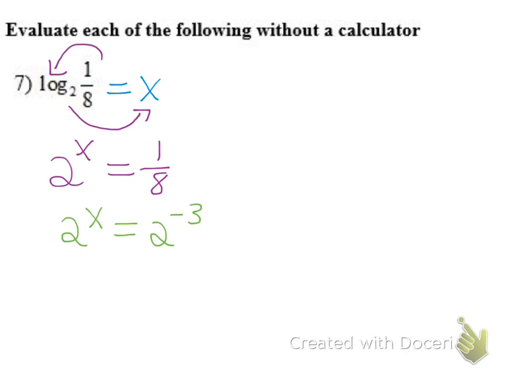Now that we have common bases, you're going to set your exponents equal and solve if necessary. But in this case, no solving involved. X just simply equals negative 3.